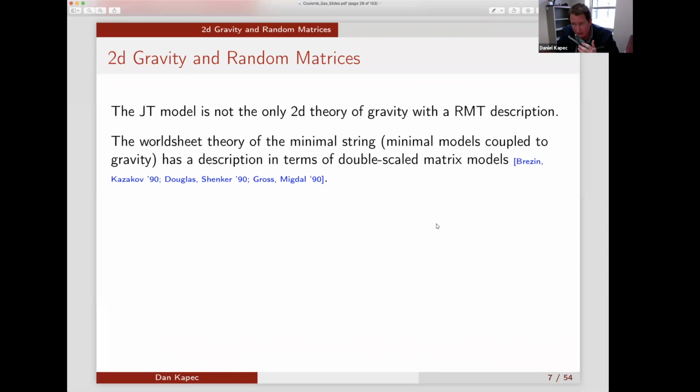Now, the JT model is not the only 2D theory of gravity with a random matrix description. As I said, you have an entire class of theories, which normally you would view as worldsheet theories for a minimal string. They involve taking a minimal model, coupling it to dynamical gravity through the Liouville field. And those models are known to have matrix descriptions as well.